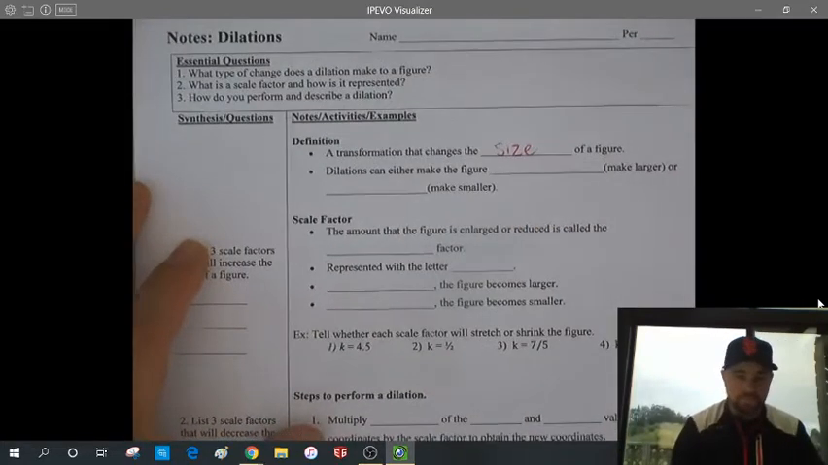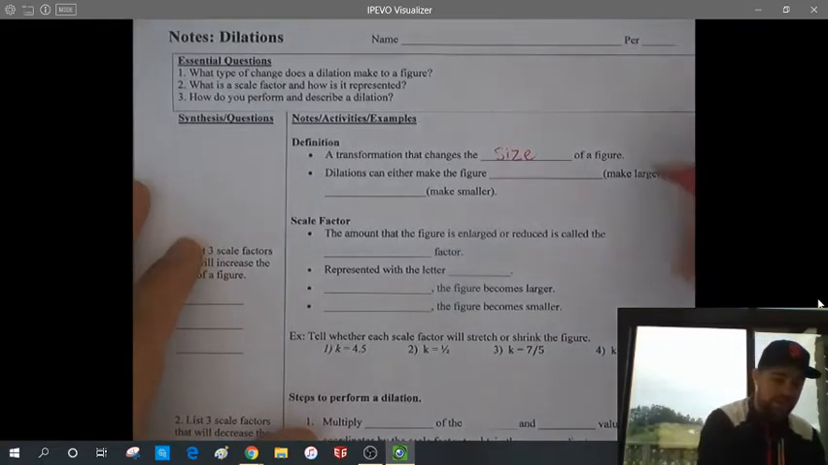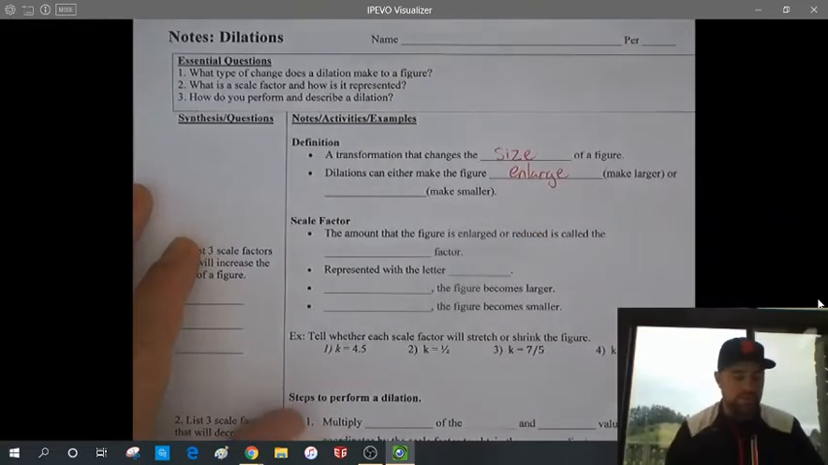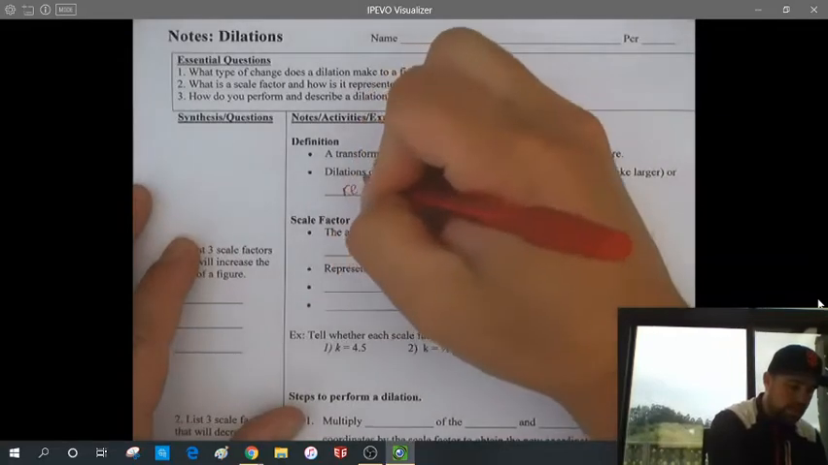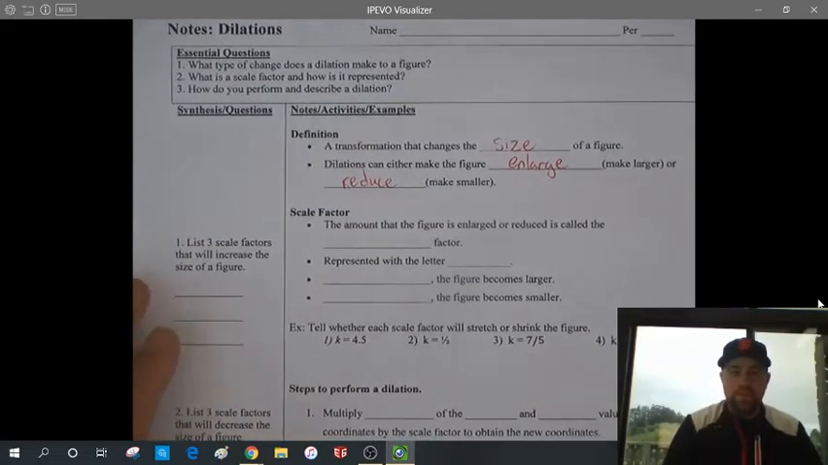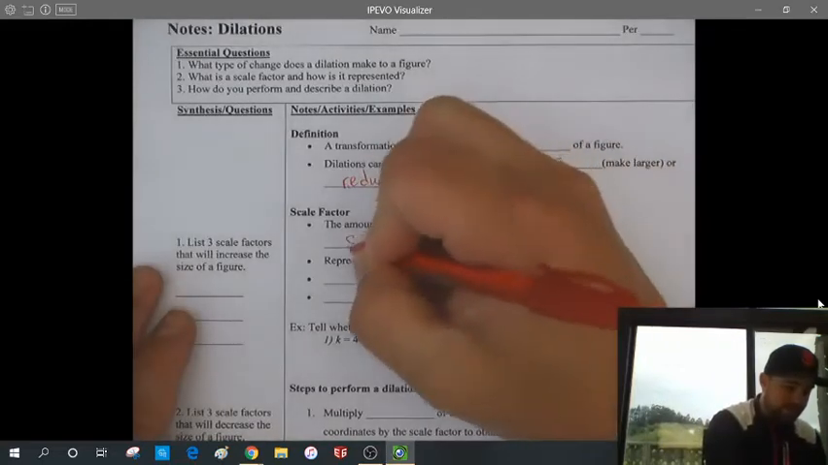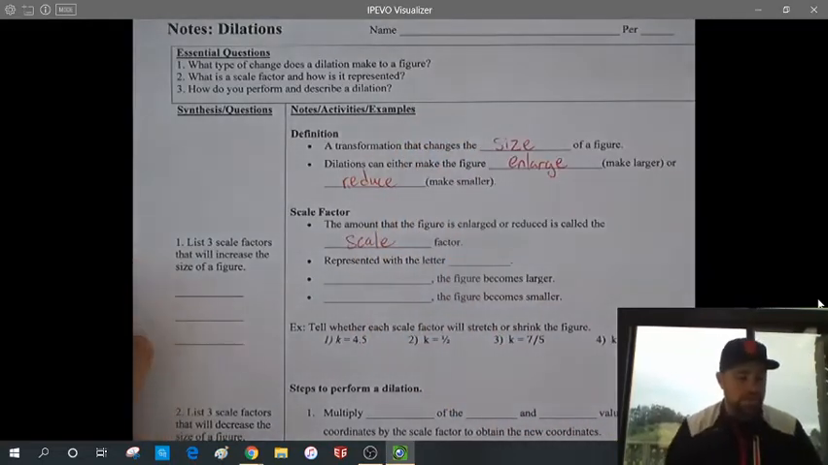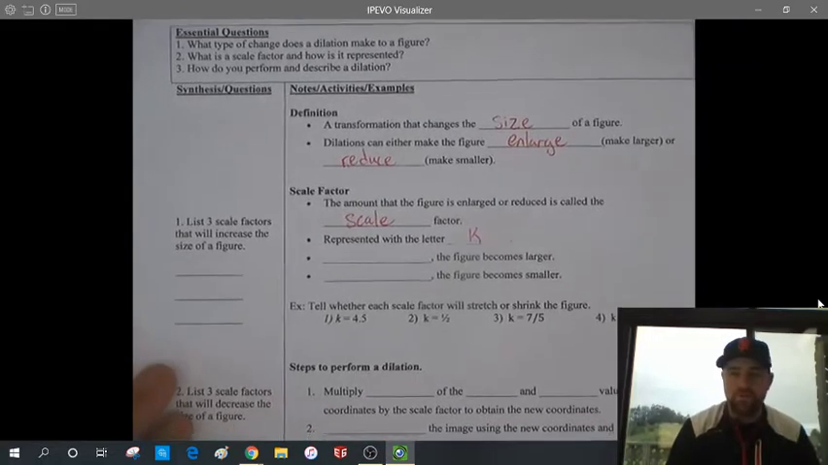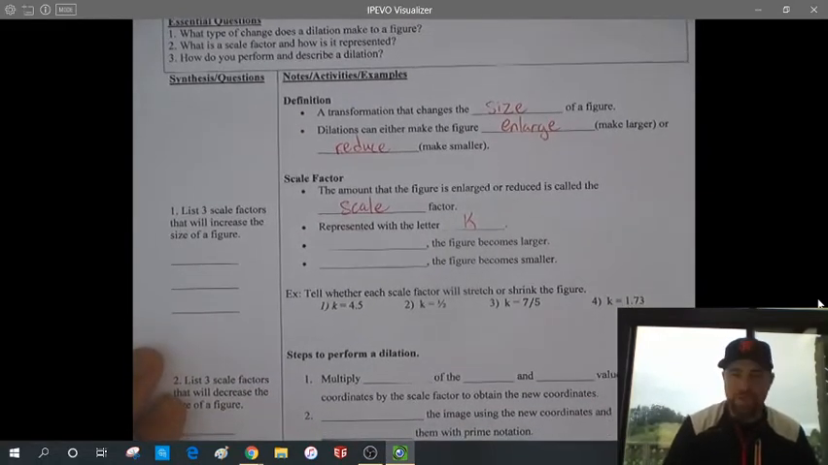of a figure. Dilations can either be made to the figure to make it larger, which we call enlarging, or reduce, which would mean to make it smaller. The amount that the figure will either be enlarged or reduced is affected by what's called the scale factor. So the scale factor is what determines whether it's going to be larger or smaller, and by how much. The scale factor is represented with the letter k as the chosen variable. No direct meaning as to why it's k.